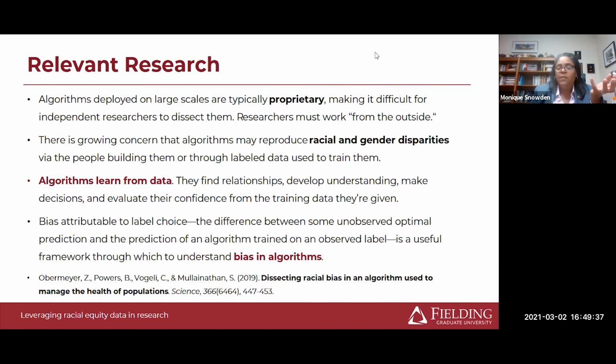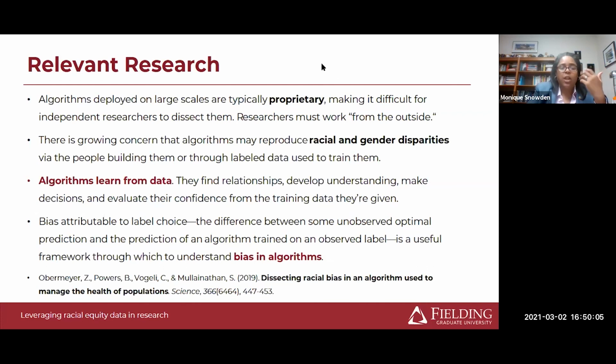And this is the notion that we need more transparency, right? And then this particular study, which is dissecting racial bias in algorithms used to manage the health of populations. One of the things it talks about is the growing concern that we may be reproducing racial and gender disparities, right? By how data is being labeled or how that data is being trained, right?